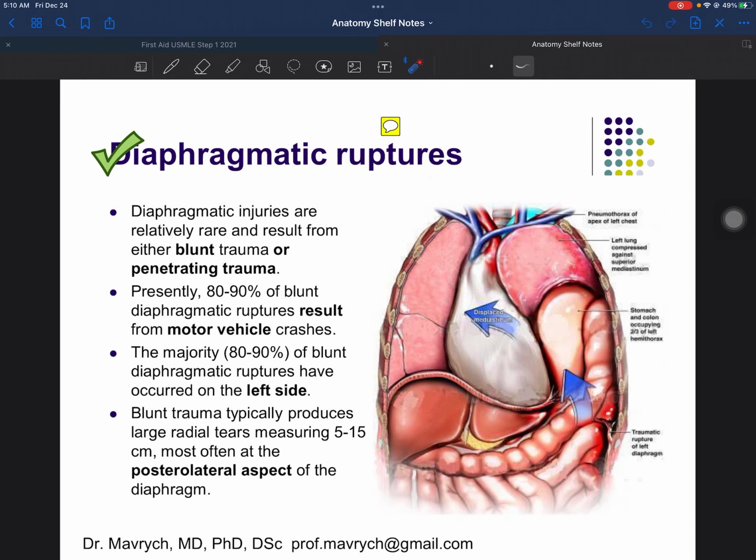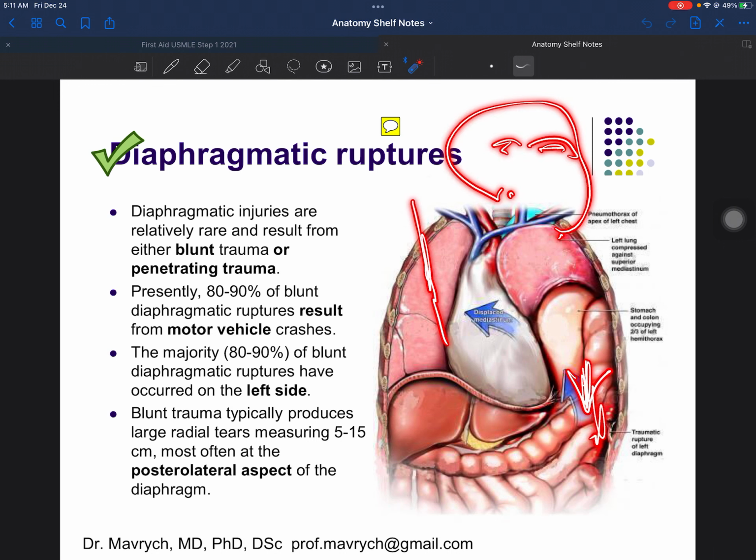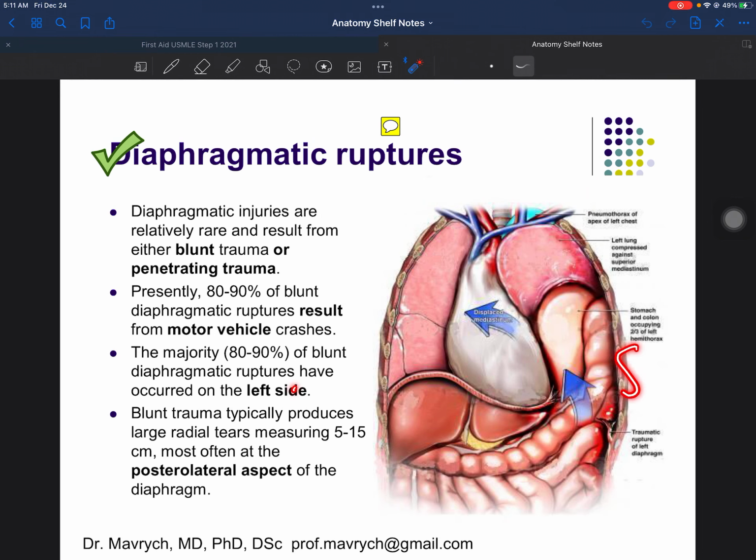The majority, 80 to 90%, of the blunt diaphragmatic ruptures have occurred on the left side. So here is the left side. The person is standing here with their eyes looking at you, so this is going to be the right side of the person, and this is going to be the left side. Most of them, 80 to 90%, are going to happen on the left side. Blunt trauma typically produces large radial tears.